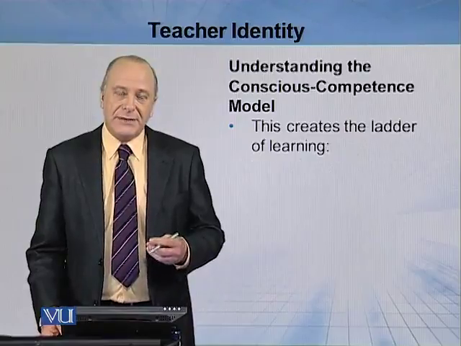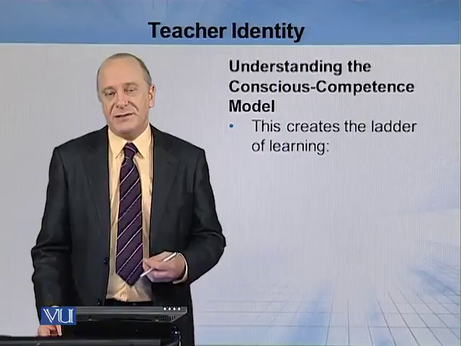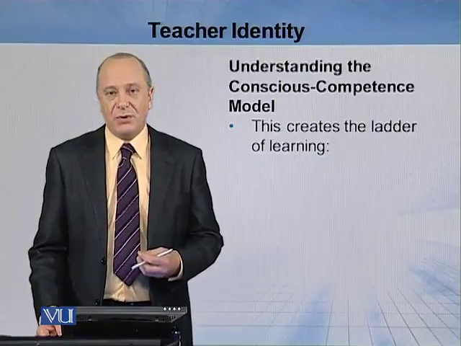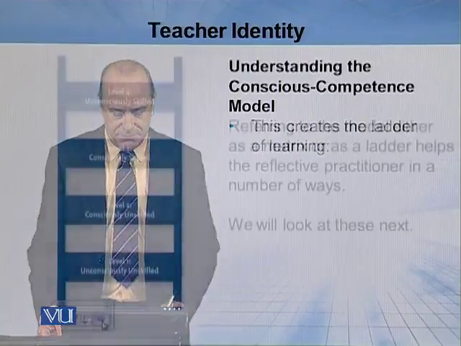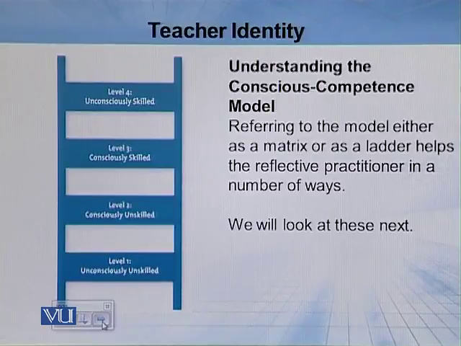And instead of a matrix, which we've just looked at, we can also consider it, therefore, in terms of a ladder from level 1 through to level 4. And here we can see the learning ladder, the conscious competence model applied to a ladder of learning. Level 1 is unconsciously unskilled through to level 4, which is unconsciously skilled. And we can refer to this model as reflective practitioner in a number of different ways.